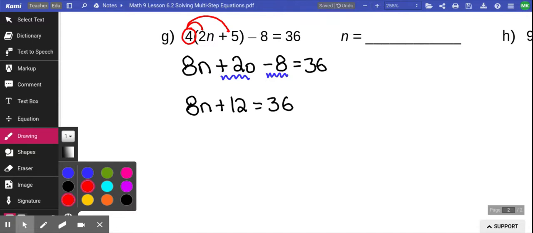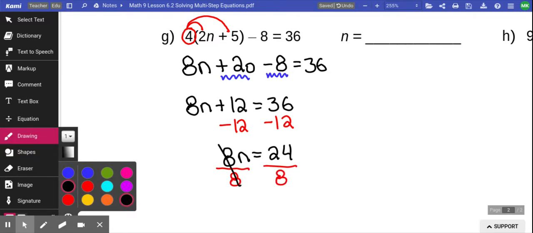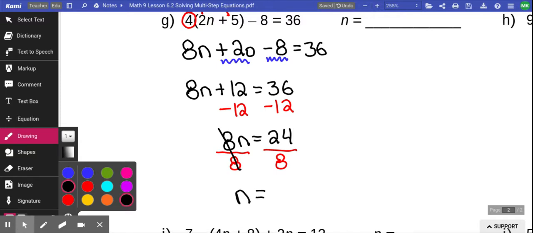I want to get n by itself. To do that, I have to move the 12. The opposite of plus 12 is minus 12. That leaves me with 8n on the left, 24 on the right. I then have to get rid of the 8. That's 8 times n. The opposite of 8 times would be divide. So I divide both sides by 8. That gives me n equals 3, which is my solution.